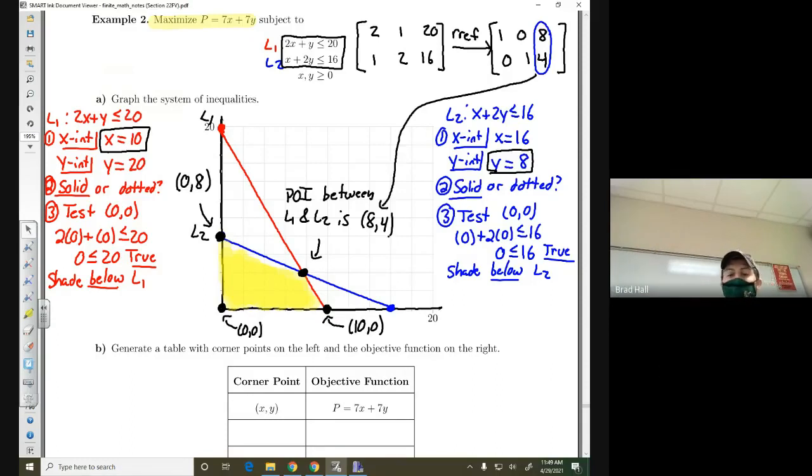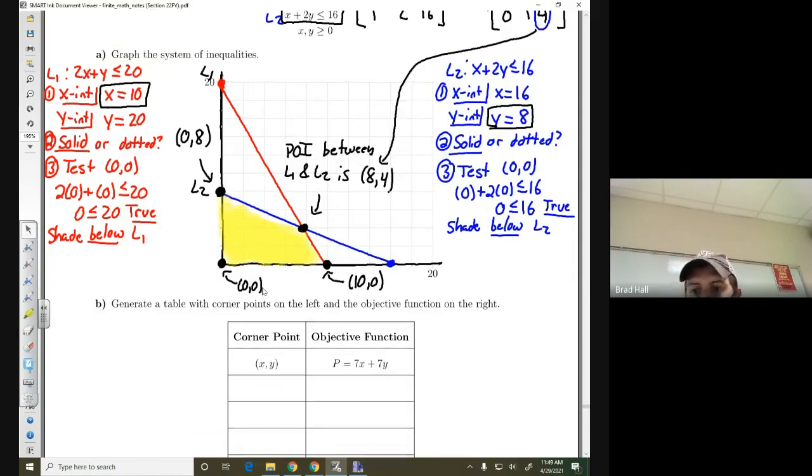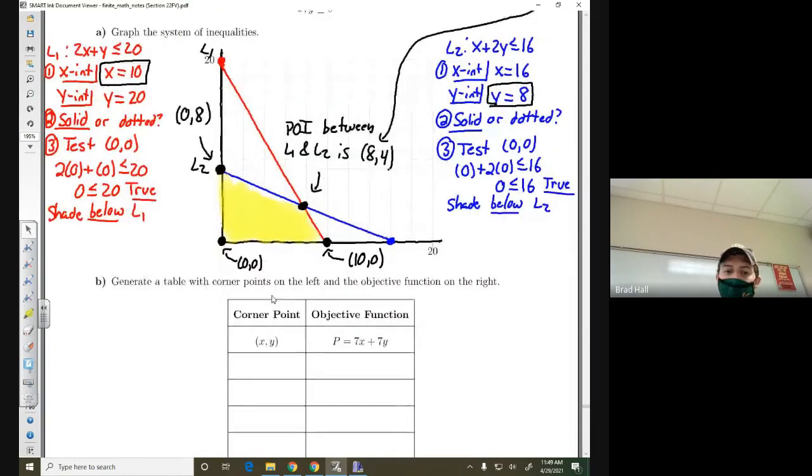Okay, so we have 4 corner points here. And now we can add all of those corner points to our table down here: 0, 0, 0, 8, 8, 4, and 10, 0. Again, the order doesn't matter. I'm just placing them there.